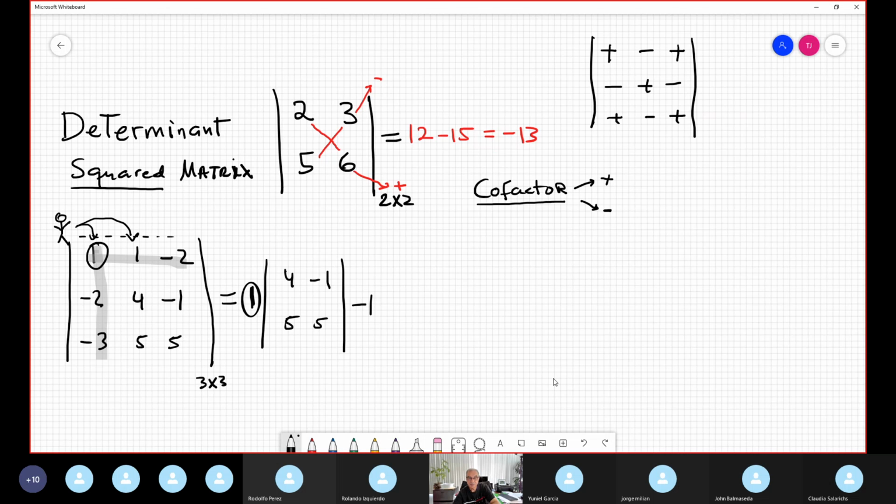Another mnemonic device is, you see, for example, we are doing this guy. Why is this positive? Because it's located in the first row, first column, and 1 plus 1 is 2, an even number, so it is positive. And this guy is negative because it's located in the first row, second column. It's 3, and 3 is an odd number. When you add the number of column and the number of row, even is positive, odd is negative. That is the reason for the negative.